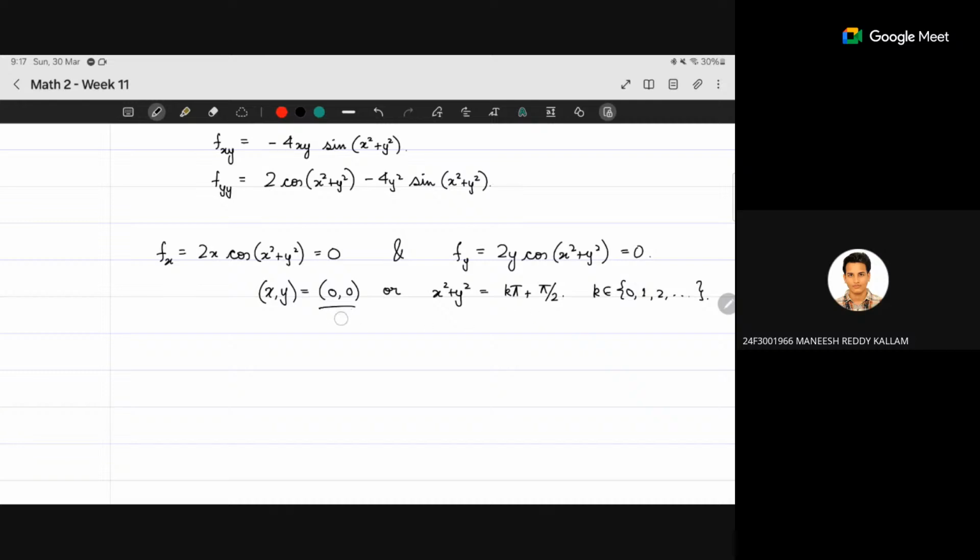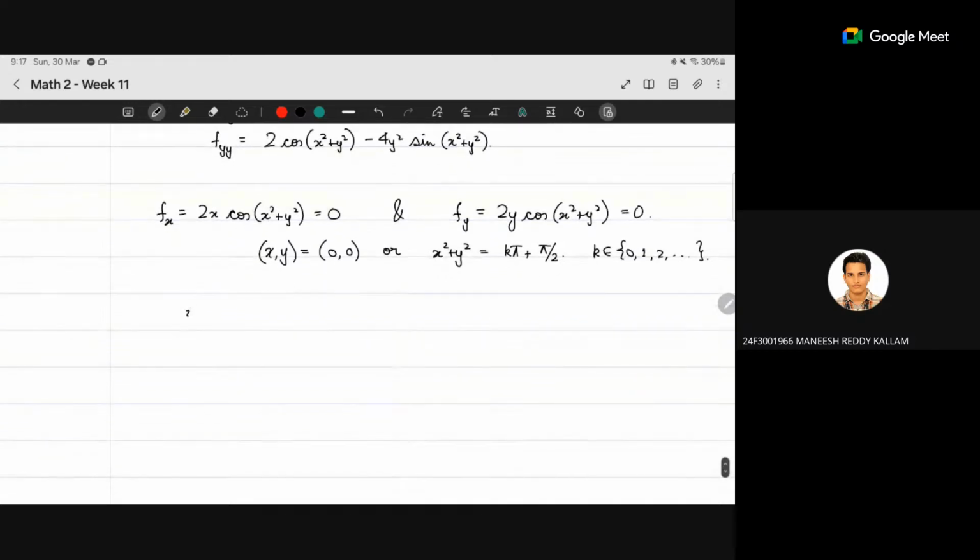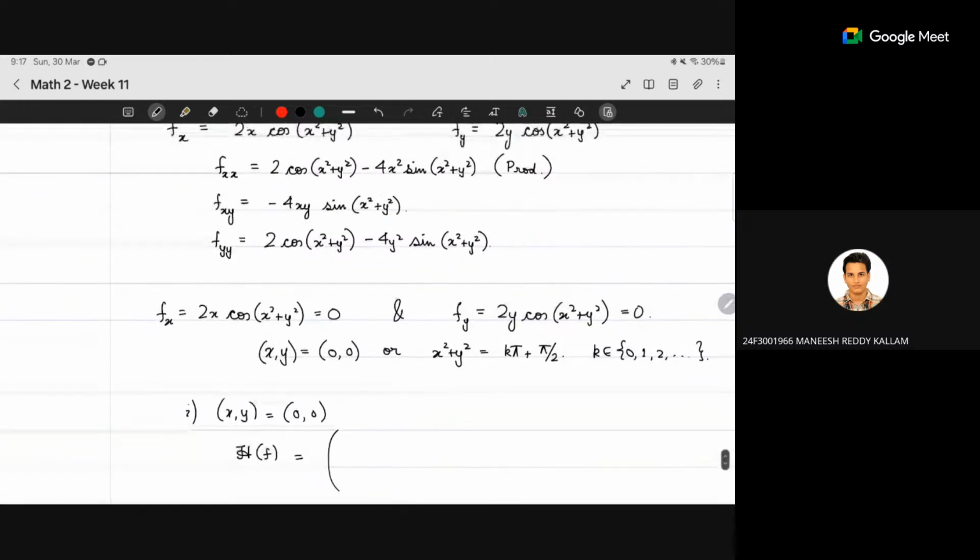So, let's take those two cases. The first one is xy equal to 0, 0. Now, what is the Hessian matrix in this case? I'll write Hf of 0, 0. Now, if I plug it in, can you tell me what happens at 0, 0? Plug the value x equal to 0, y equal to 0 in these three quantities and tell me what the Hessian is. First one will be 2.